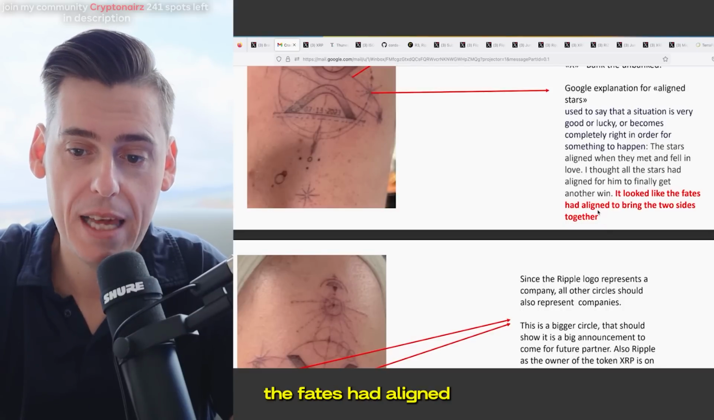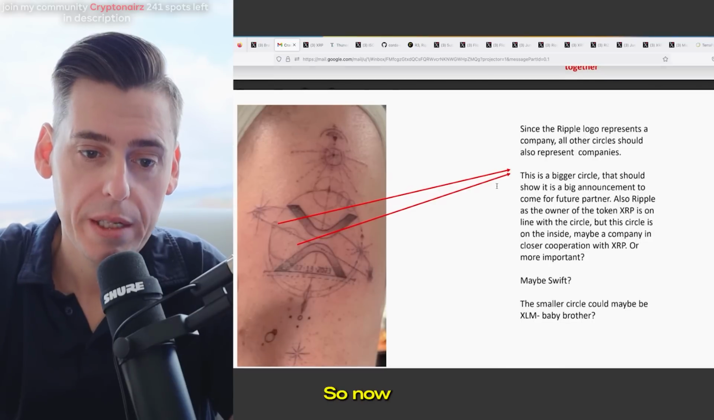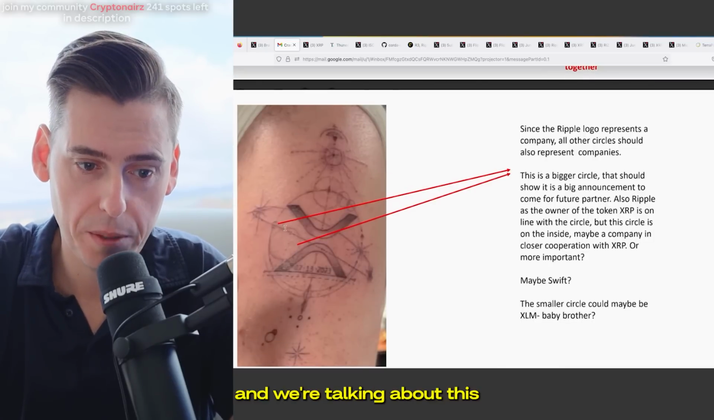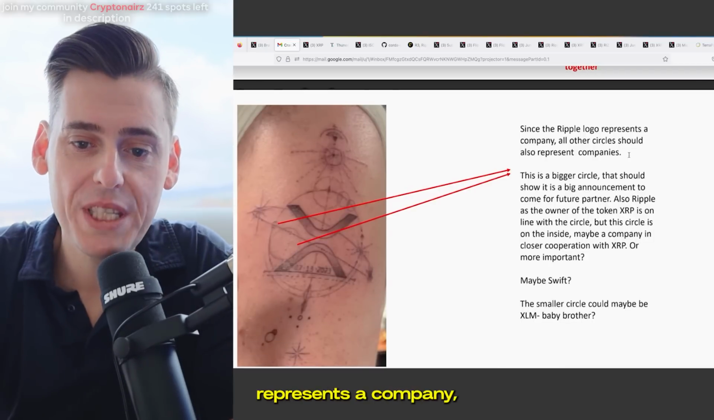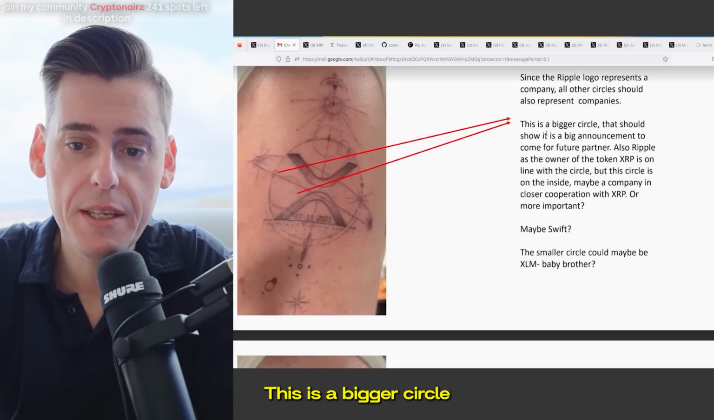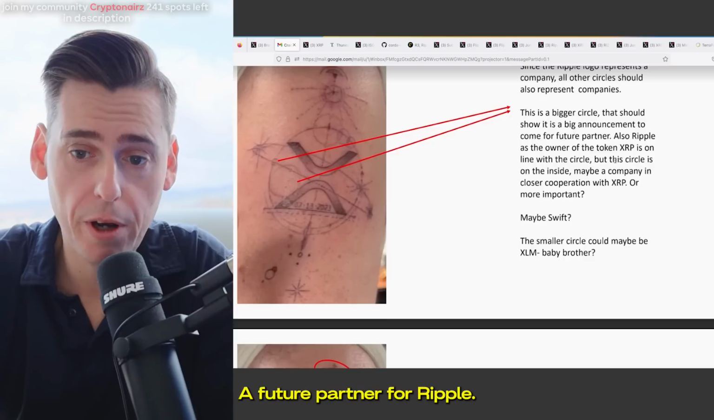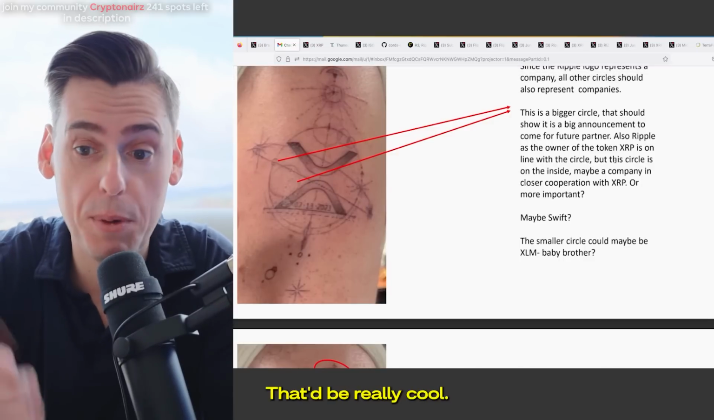It looked like the fates had aligned to bring the two sides together. So that's what he's saying here. All right, so now we're talking about this little circle here, and this circle here. Since the Ripple logo represents a company, all other companies should also represent companies. This is a bigger circle that should show the big announcement to come for the future partner for Ripple. Maybe that is X. That'd be really cool.